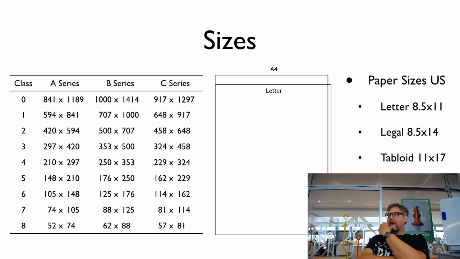Now, in the US, what kind of sizes do we have? 8.5 by 11 and legal. And one more. Tabloid, I've never heard of. No? No. We don't really use legal paper anymore, even in the offices, though. Yeah. Not since the 90s.